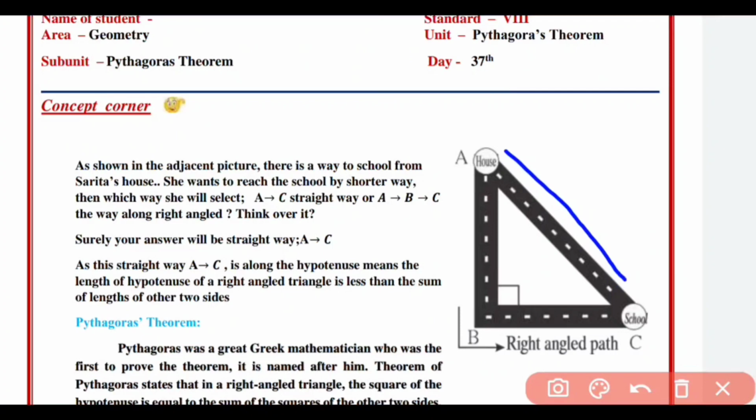As this straight way A to C is along the hypotenuse, it means the length of the hypotenuse in a right angle triangle is less than the sum of the lengths of the other two sides.